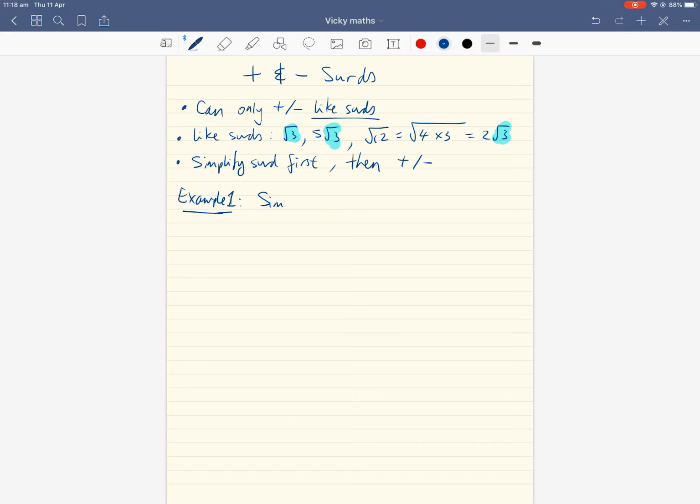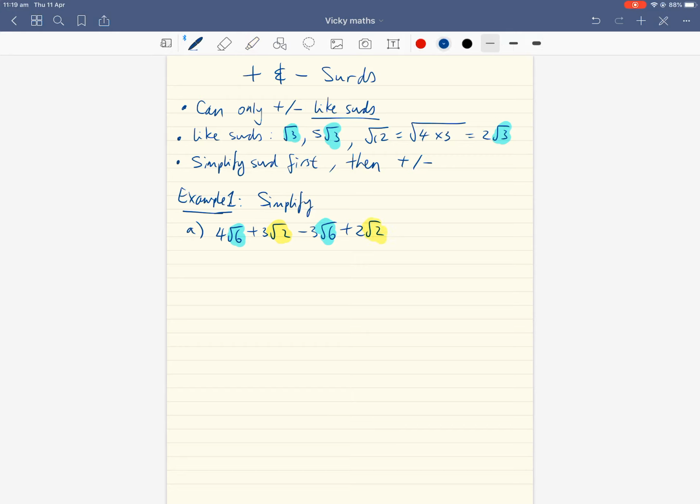Let's simplify the following. Part A, let's simplify 4 root 6 plus 3 root 2 minus 3 root 6 plus 2 root 2. If it helps, highlight the like surds, or first check, are the surds simplified? Well, yes, I've got root 6, which can't be simplified any further. I've got another root 6 there. What else do we have? We have a root 2, and then we have a root 2 here as well.